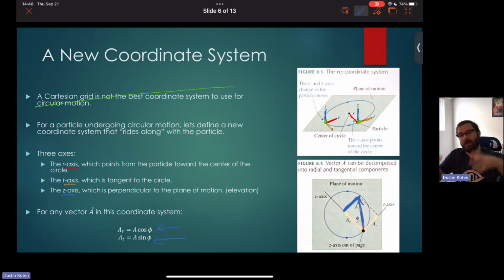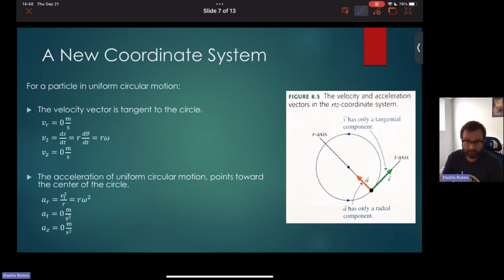So I know this is confusing. This will actually be simplified in the problems we do here in a few minutes. So just remember that essentially we're just going to identify a new coordinate system and let it ride along with the particle in circular motion.